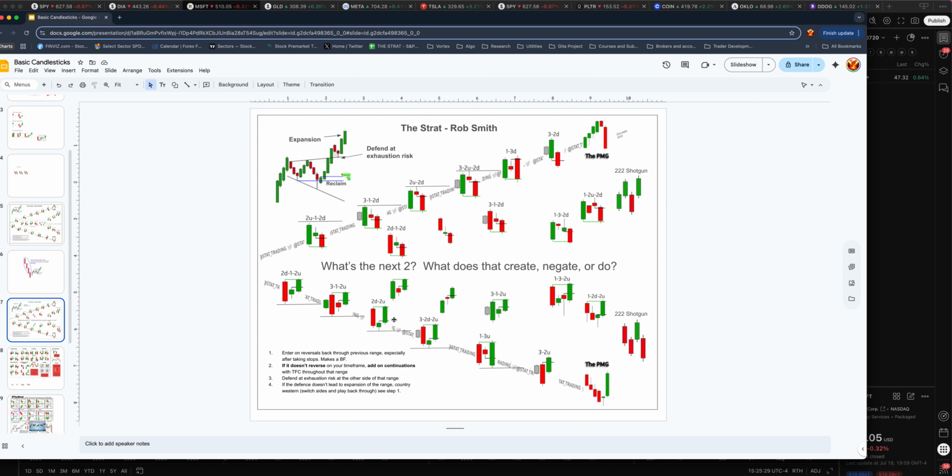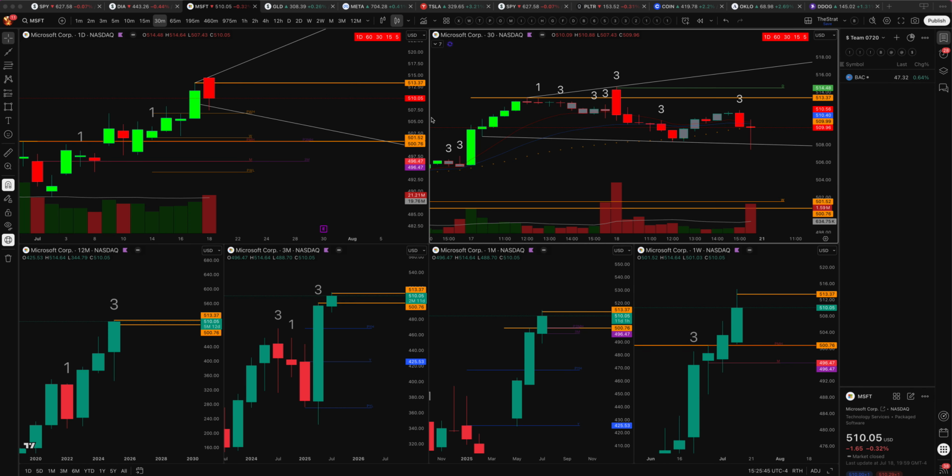right? That's maybe a ridiculous way of looking at it, but what you're looking for is expansions to the upside. So the play that you're looking for was an expansion on this Microsoft chart, right? Is on the 60 or even on the 30.